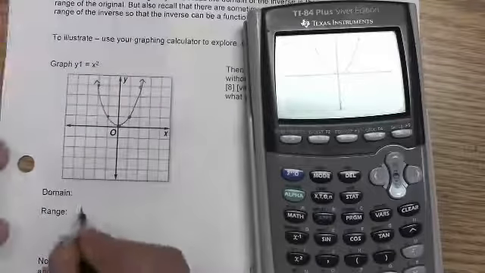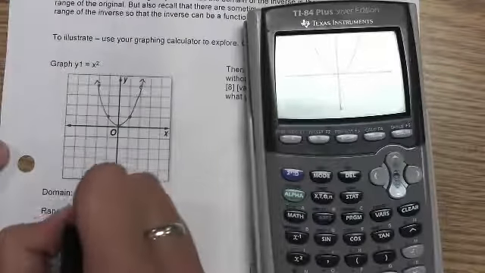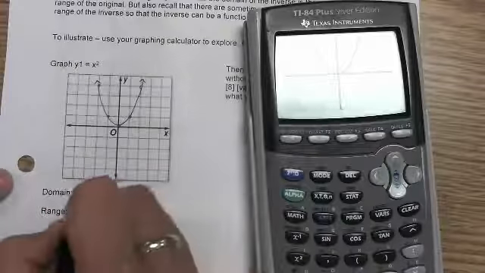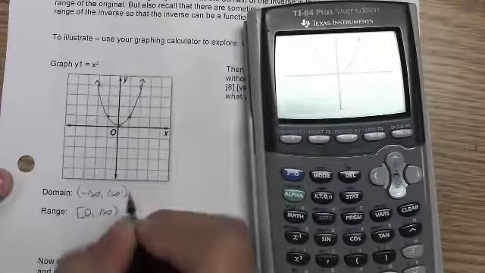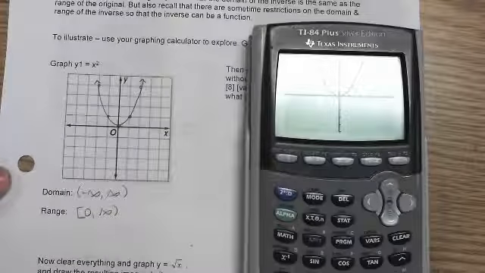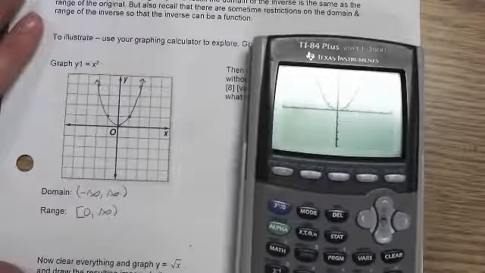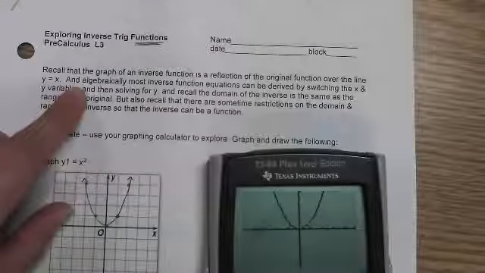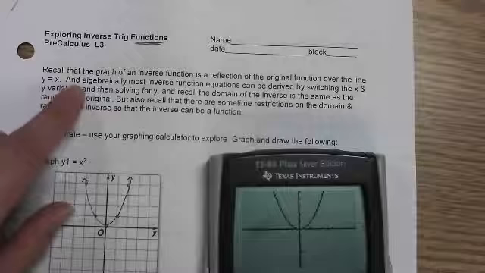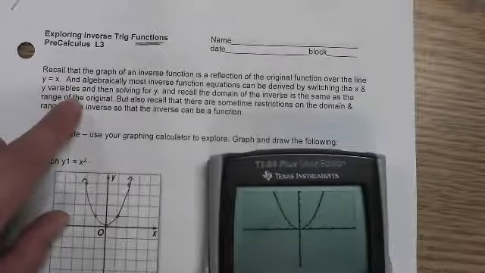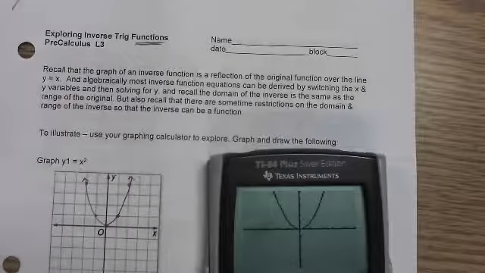And then I'm just going to fill in the information about the domain and the range. So we'll notice that the domain is from negative infinity to positive infinity, and the range is from 0 to infinity. Recall that the graph of an inverse function is a reflection of the original function over the line y equals x. So typically what we would do is just switch the x and the y variables and solve for y.